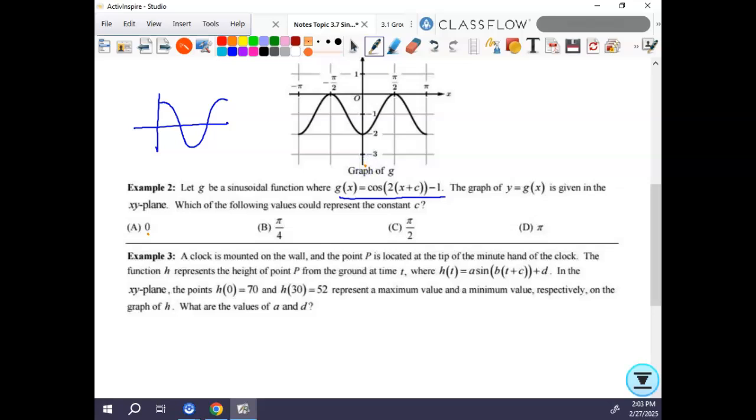Has this been translated left or right? Yes. Or if I say no, it hasn't been, but if I start here, I look at this, how could I change this without a translation so it would actually be that graph? Not the -2. You see how it's upside down from this? It's a reflection in which axis? The x. So if I just put a negative out front, the negative cosine would reflect it.